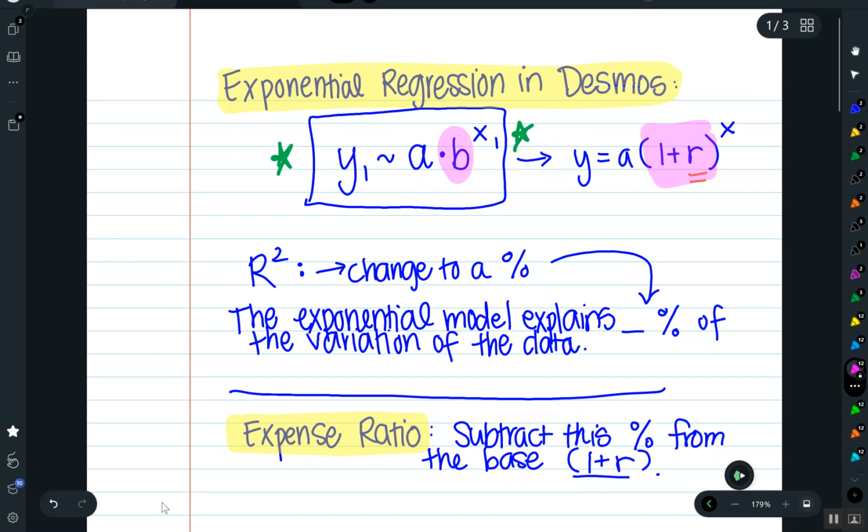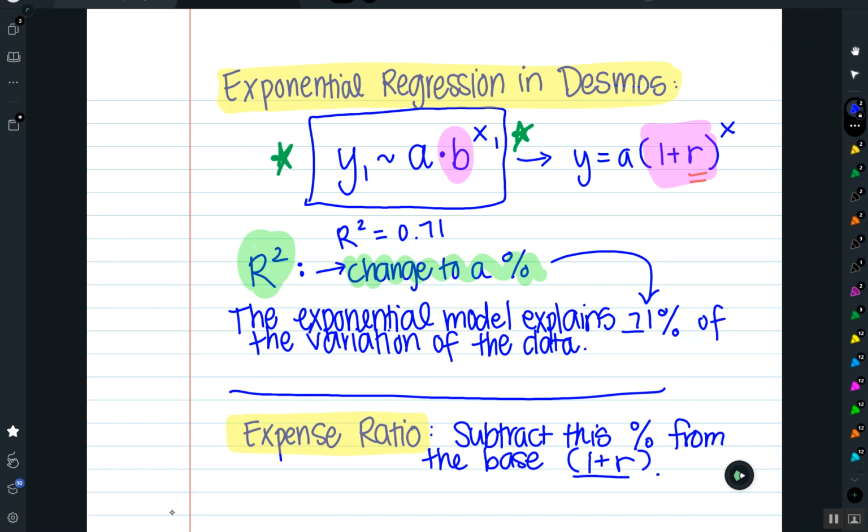You're also going to see the R squared number when you do the regression. You can change that to a percentage, and you can think of that as the exponential model explaining that much percentage of the variation of the data. For example, if you find your R squared is 0.71, then it explains 71% of the variation of the data. The higher it is, the more likely it is to be a very accurate representation.